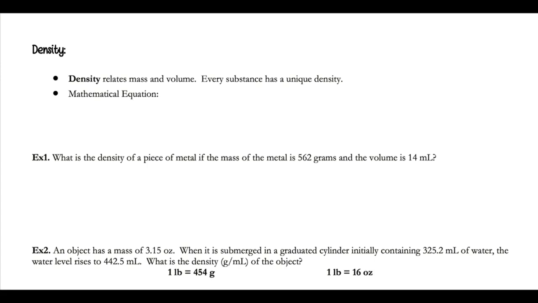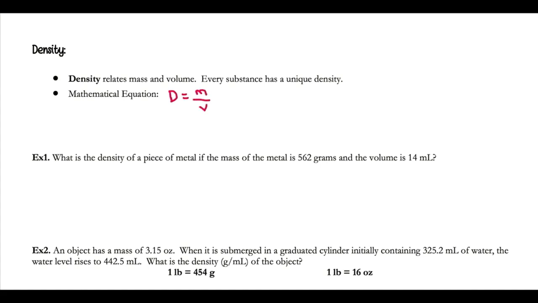And the reason why density is so useful is it actually enables us to identify substances, because every substance that exists on Earth has a unique density. So the density of gold is different from the density of silver, which is different from the density of iron. So it allows us to identify substances if we can first determine their densities. So just as a quick review, the mathematical equation for density is mass divided by volume. Okay, so it's the amount of mass in a specific volume.